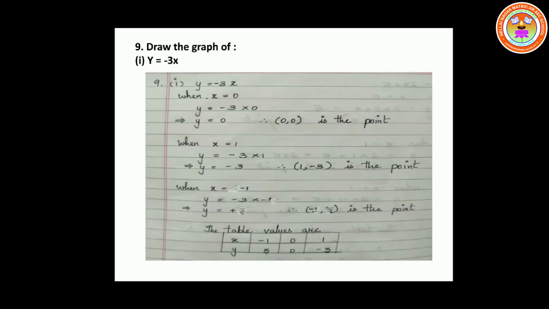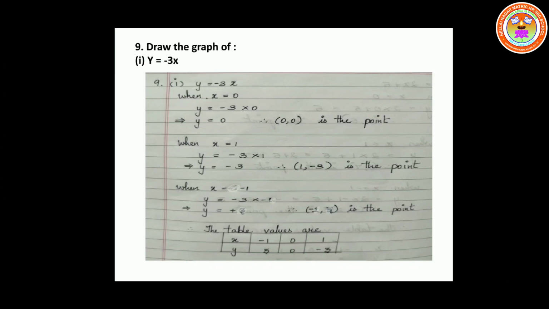Next, 9th sum, draw the graph of y is equal to minus 3x. So there are 3 sums. First let me take the first sum, y is equal to minus 3x. Here I'm going to substitute values for x and find values of y. I'm going to find only 3 values. You can find any number of values, but the minimum number of values should be 3, so that I can then draw the graph.